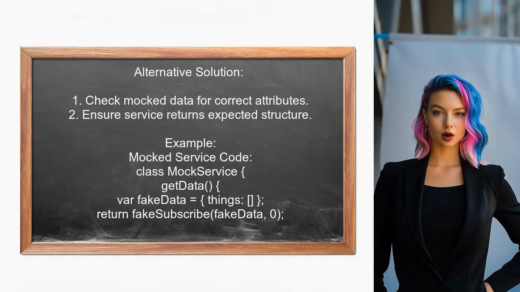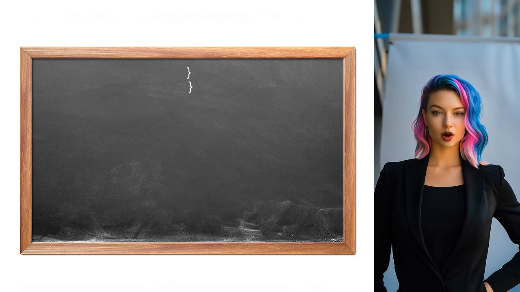An alternative solution comes from a user who faced a similar issue. They discovered that the problem stemmed from malformed mock data in their service. Specifically, when they mocked the service function, they forgot to include the correct attribute in the return data. This oversight led to the XMLHttpRequest failure. To resolve this, they ensured that their mocked HTTP requests returned the appropriate attributes, which fixed the issue.